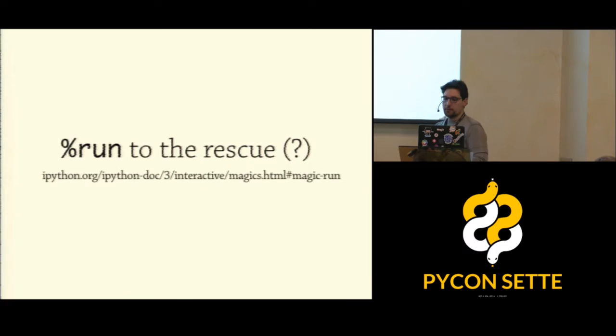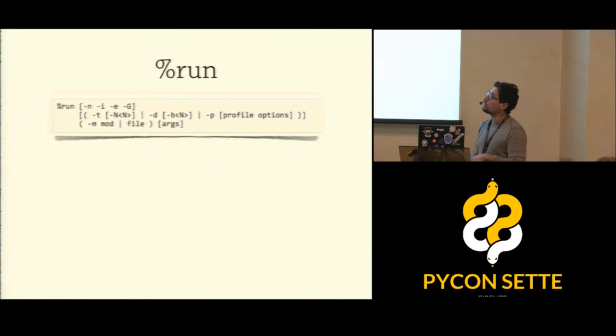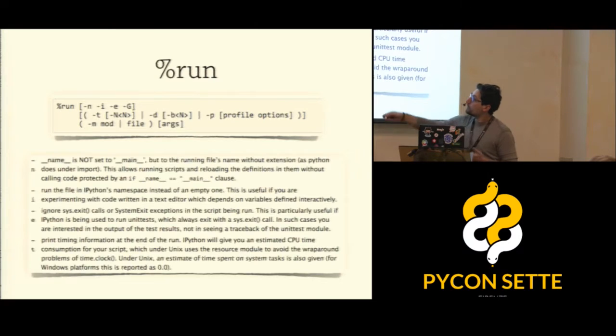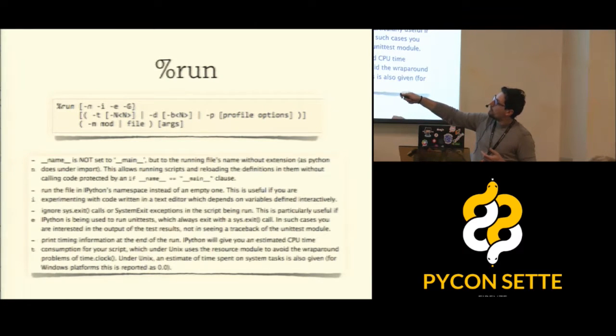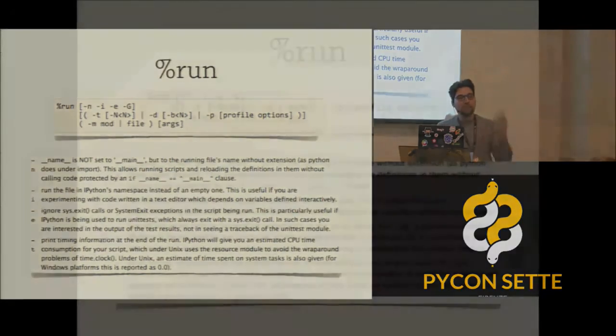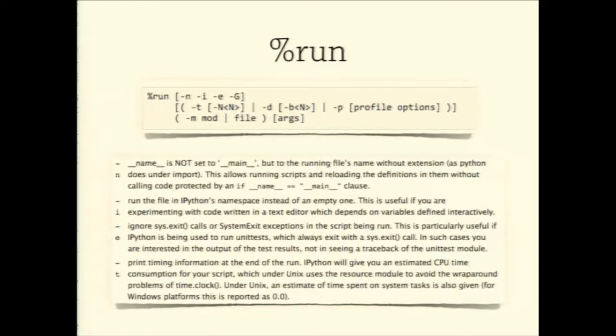First of all, the very first thing I tried was the run magic. The run magic is a built-in magic already available in your IPython code, and it works very easily and intuitively. You apply run, and then you pass a file, and you have a lot of options you may use. For instance, you may pass the name of the module to execute instead of the main, and more importantly, you may also have the support for printing the time of execution. It's very easy to use.